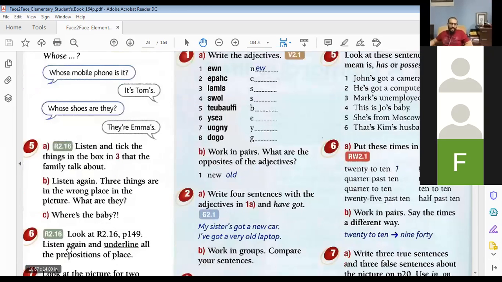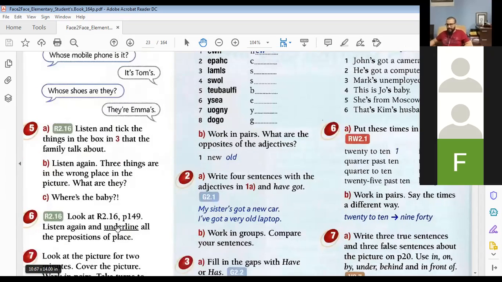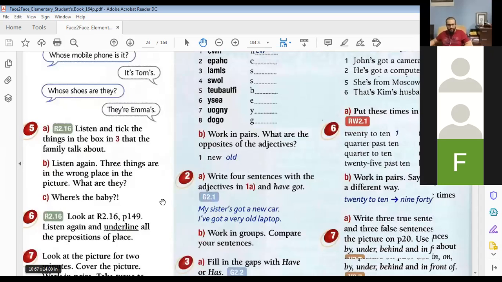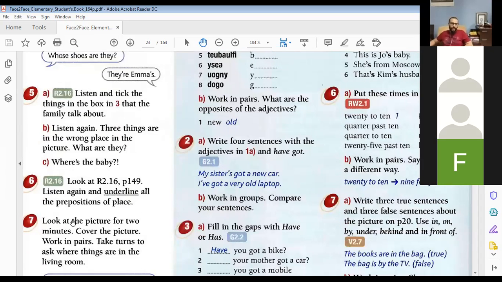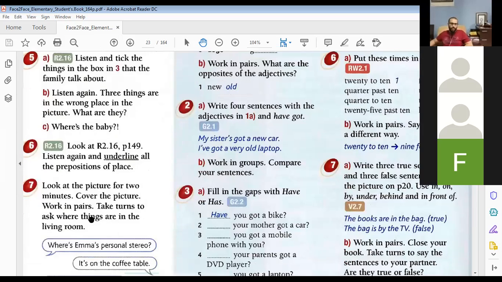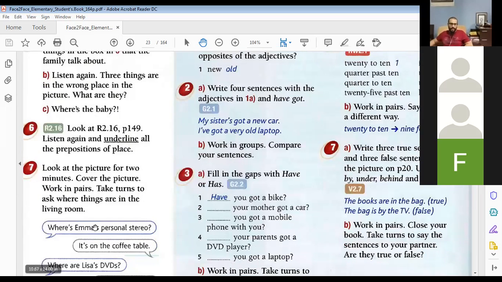So listen again and underline all the prepositions. I think, do you want to listen again? Or no? I think it's clear, right? Okay, so look at the picture for 2 minutes, then cover the picture. Where is Emma?